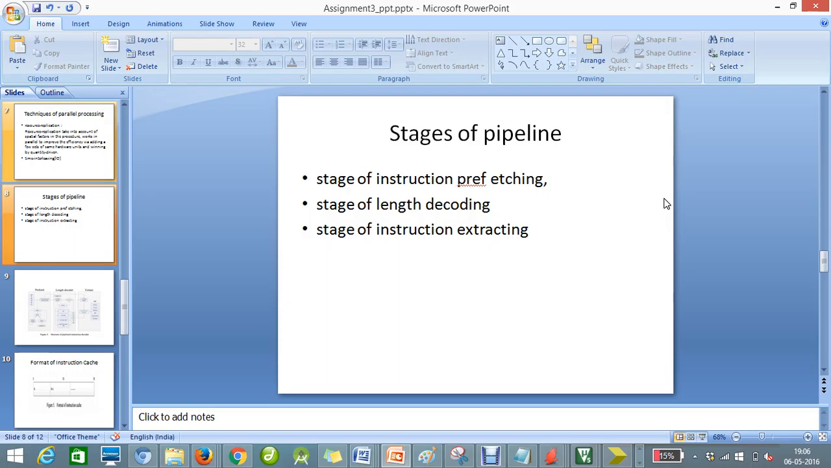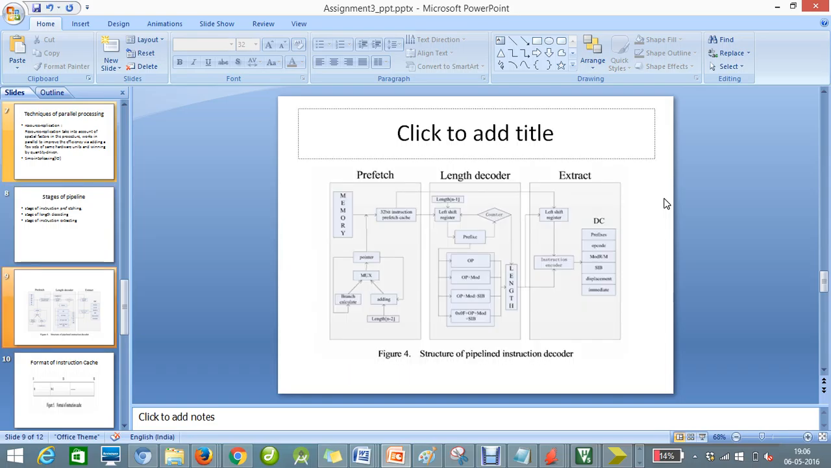These are the different stages of the pipeline. The first stage is prefetch, the second is length decoding, and the third is instruction extracting. So there are three stages in the pipeline. This is the structure of the whole pipelined instruction decoder. In prefetch, it takes in the instruction. In the length decoder, it finds how long that instruction is, and third, extraction is done. That is the whole structure of the instruction decoder.